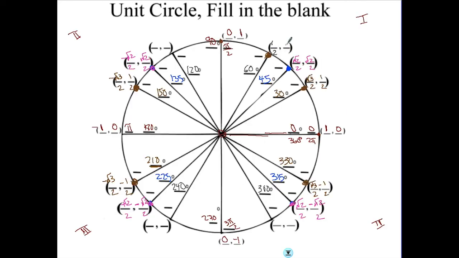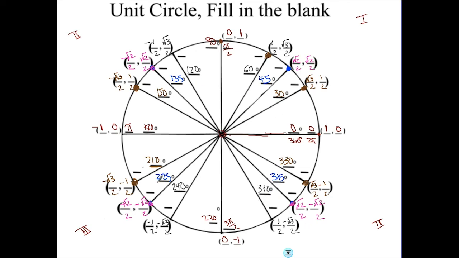Short leg or x value is 1/2, root 3 over 2. This one, the cosine or the x value is negative. Y value is positive. Down here, x value is negative. Y value is negative. Down here, x value is positive. Y value is negative. Whew, that is a lot.